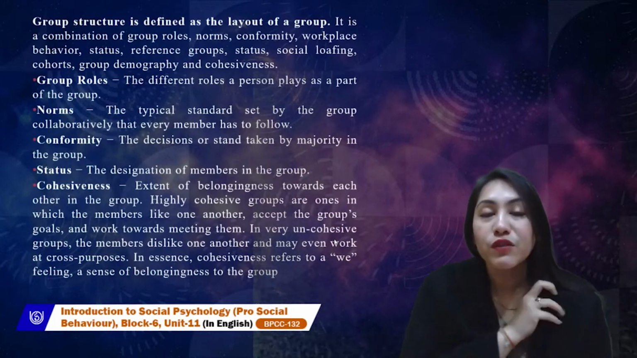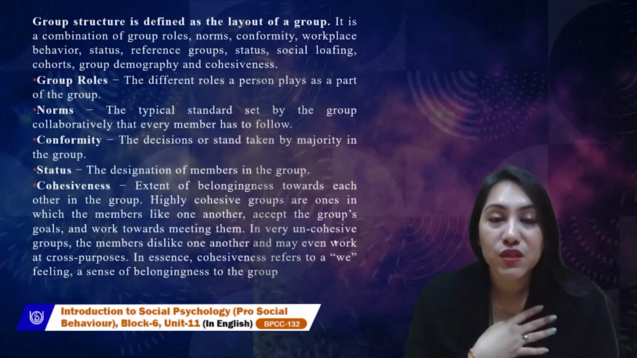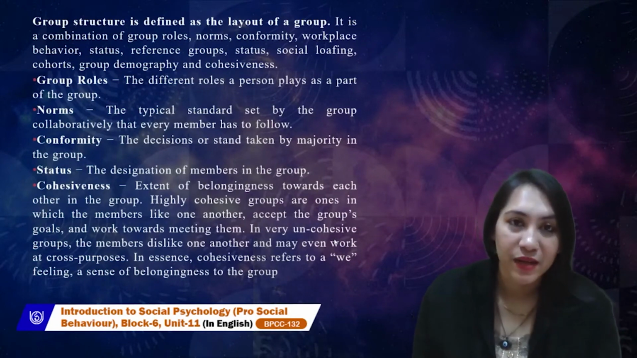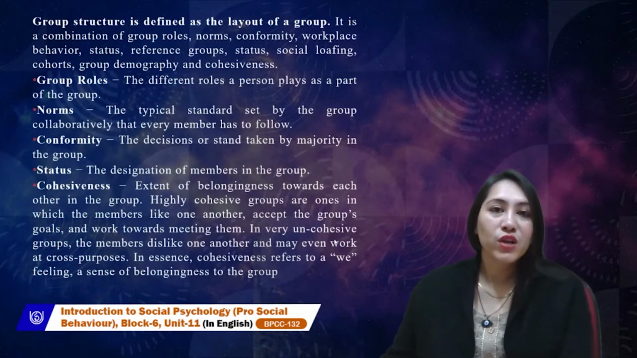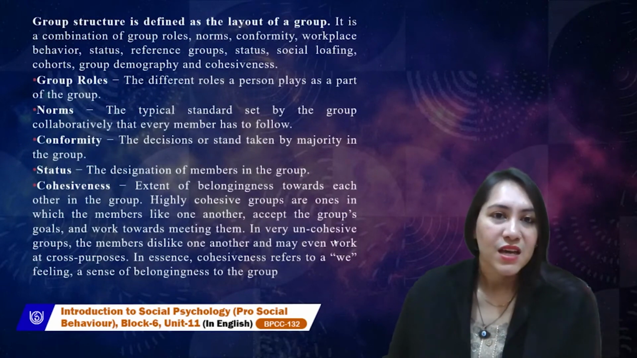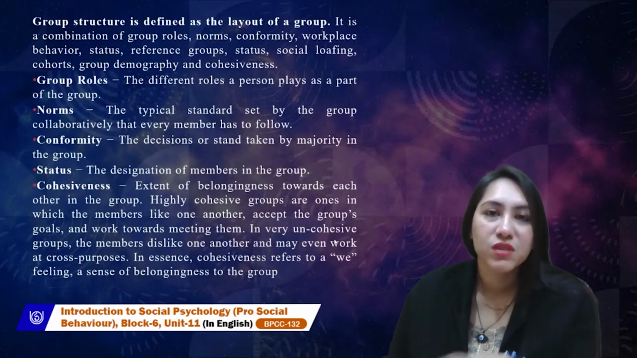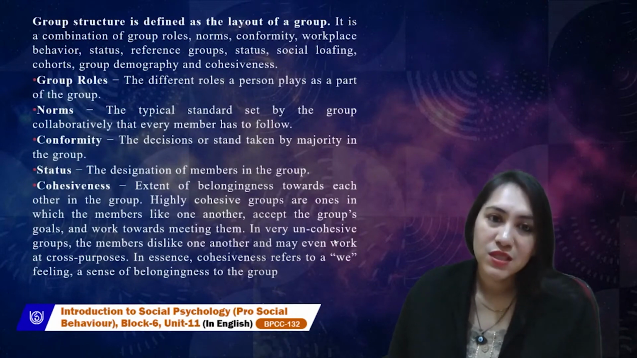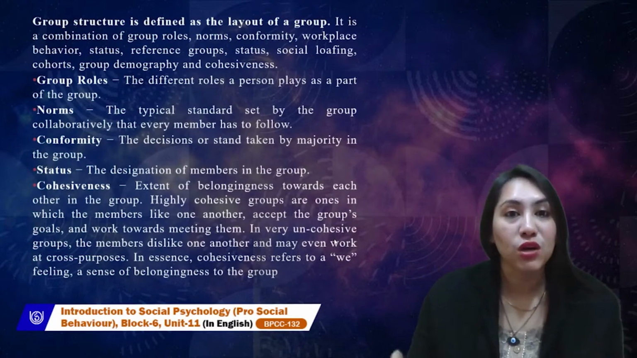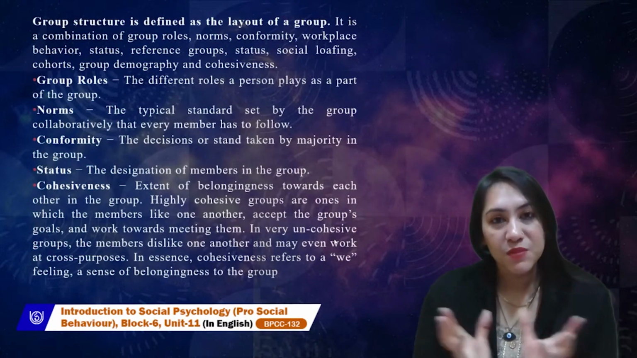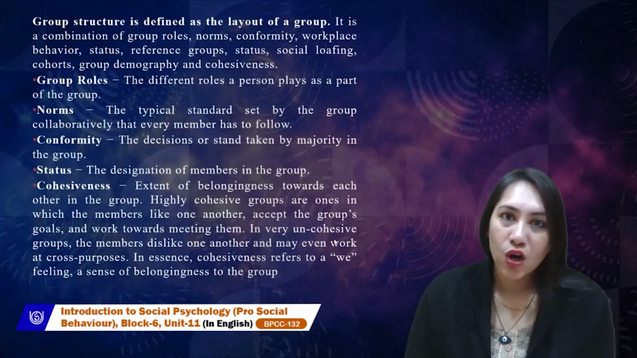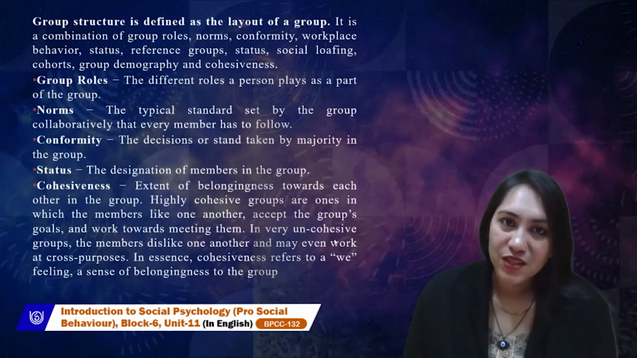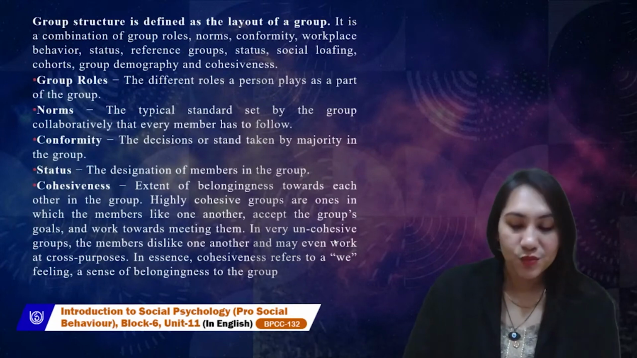We can do a lot for this group. When we are a part of this group, we will do all the goals, we'll complete all the tasks on time. Whereas an uncohesive group will not have this we feeling. They might have individual identity within the group, which could be an obstacle to achievement of goals. So these are the group structure, a structure which keeps the group together: cohesiveness, norms, roles, conformity, and status that we need to provide to our members. So this completes group structure.